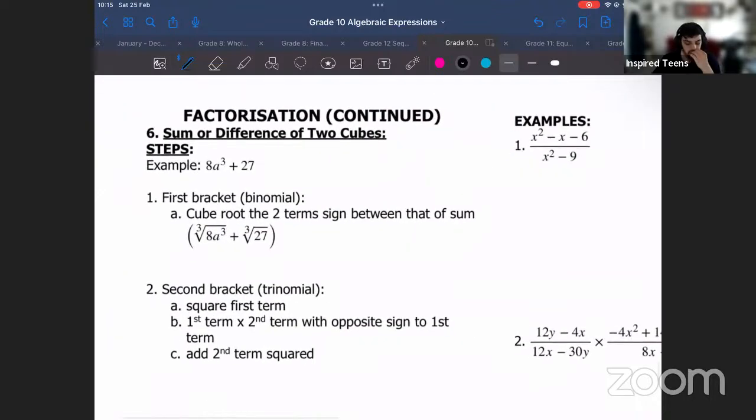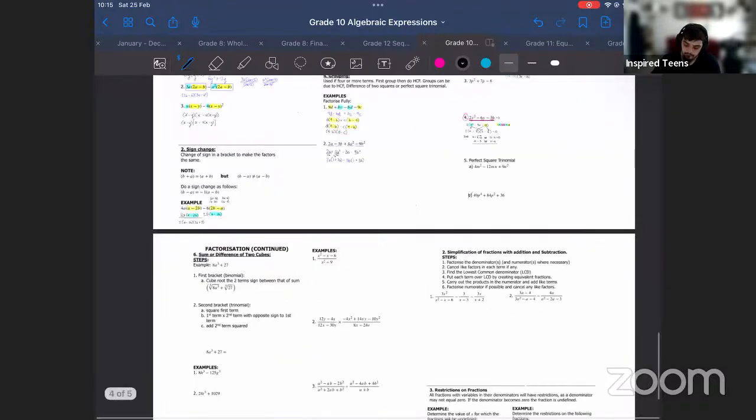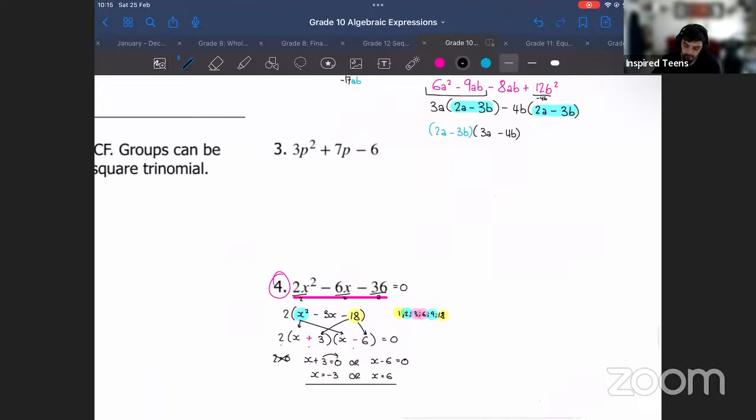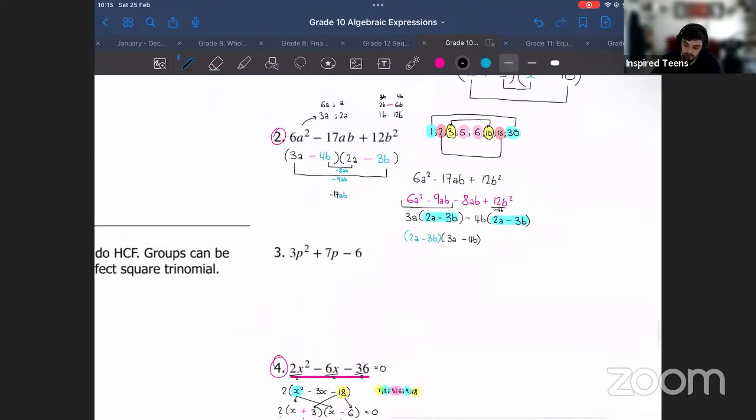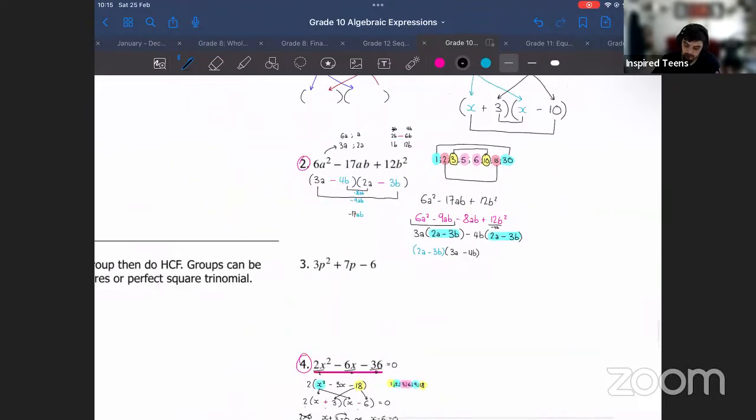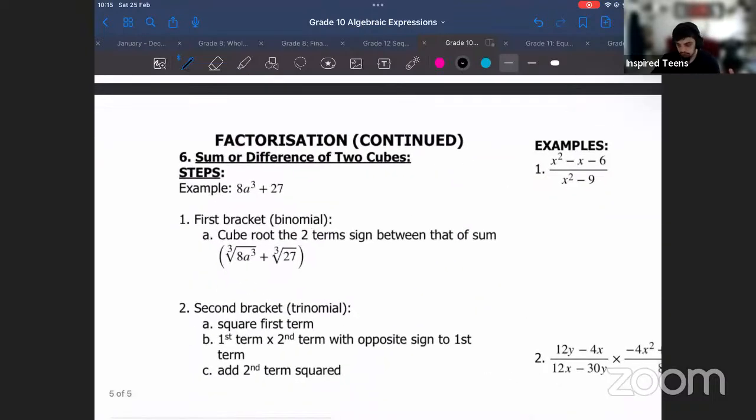Okay, let's talk about sum and difference of 2 cubes. Okay, we are in grade 10. Then you can also use your calculator to solve it. Are you talking about a silver calculator?